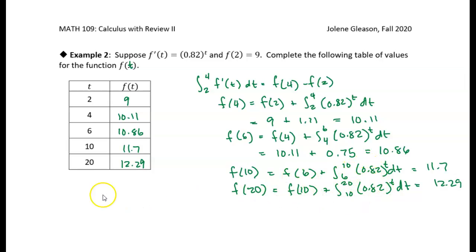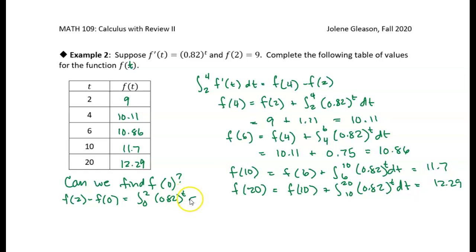Now one question I could ask is, can we find f of 0? It's a little bit different because now we're kind of working backwards. I just think this is an interesting question. Well, I know that f of 2 minus f of 0 would be the integral from 0 to 2 of 0.82 to the t dt.